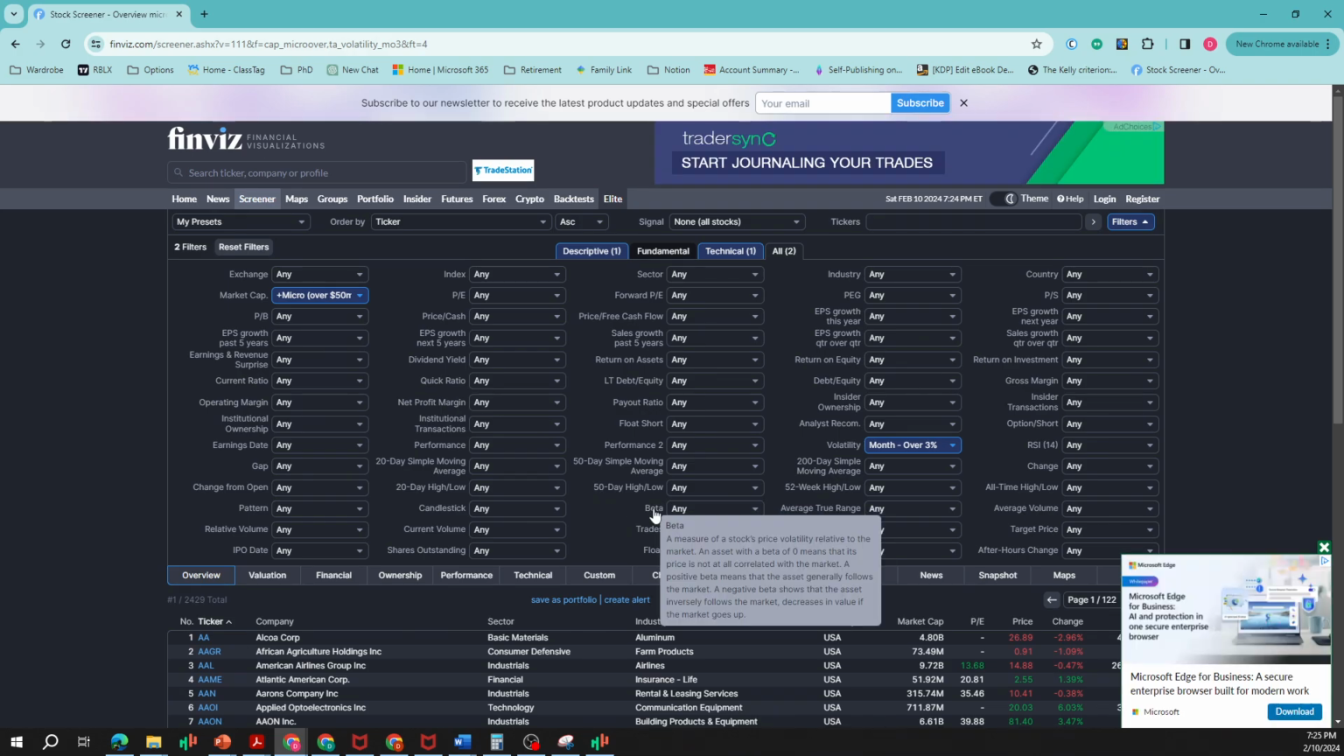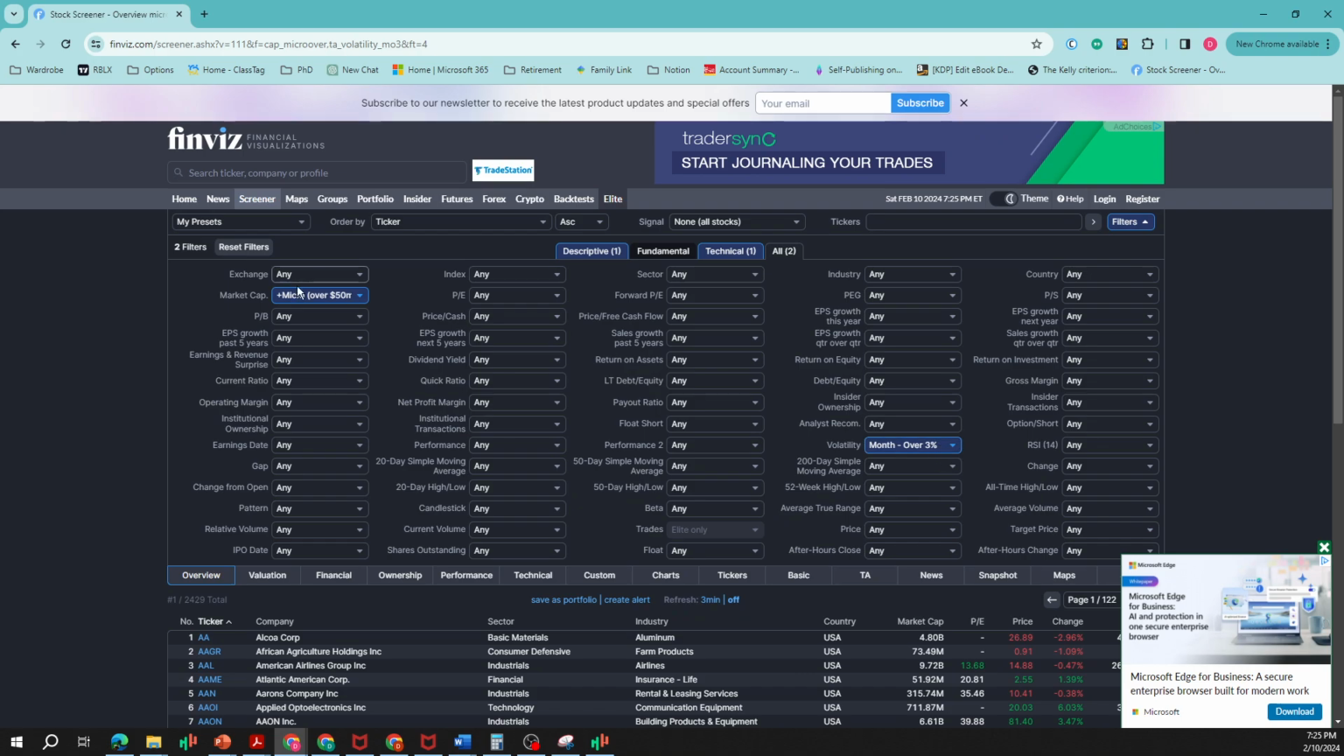Yeah, this description does not correlate with my understanding of beta. Typically, if a beta is over 1, that means it's outperforming the market index. This describes it a little differently, so I'm not exactly sure how this is calculating it.